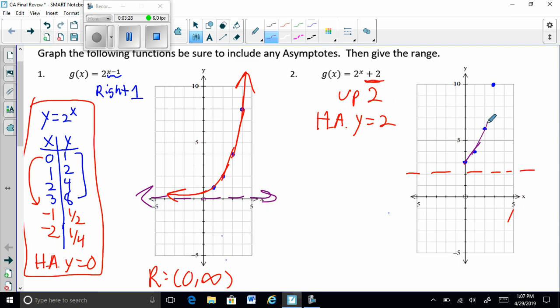And then once again, we just curve going up just like that. Curve going down just like that. Now this time our range is different because we're going to start at -2, but not including it. And then we go up from there to infinity. Okay, so that's our exponential functions. Like I said, I kept it pretty basic. They just had simple transformations, so nothing too crazy.